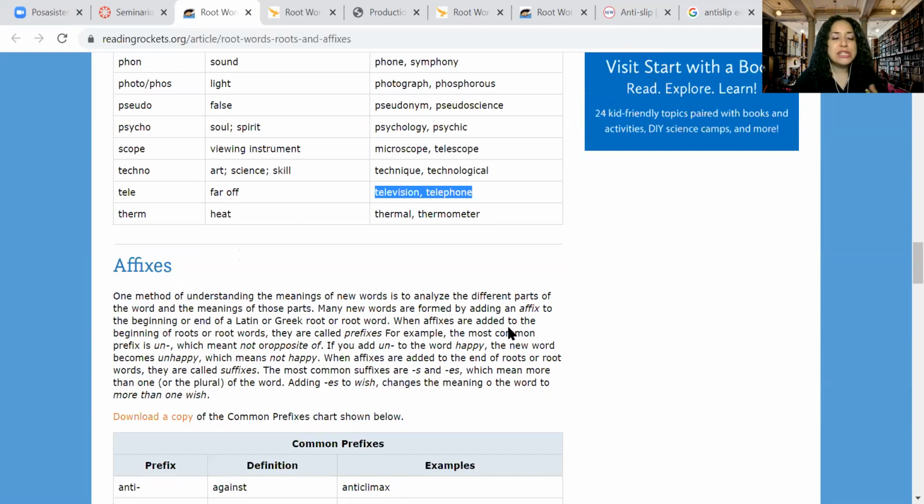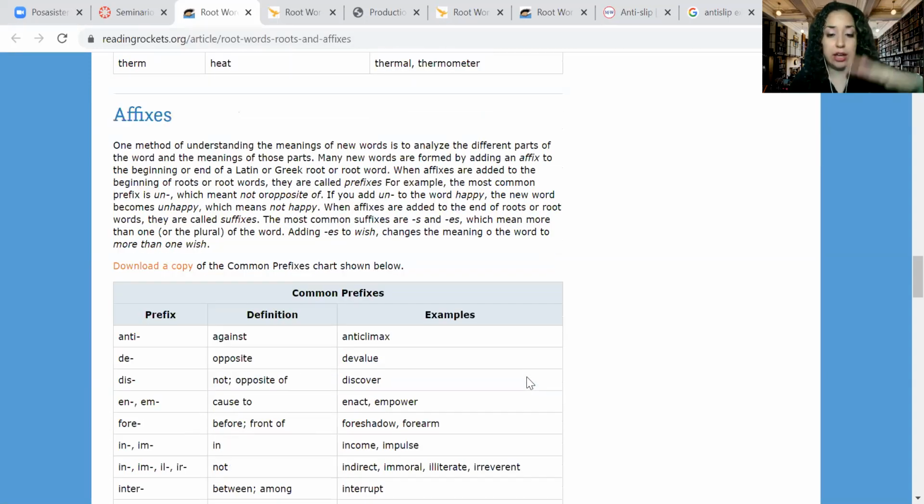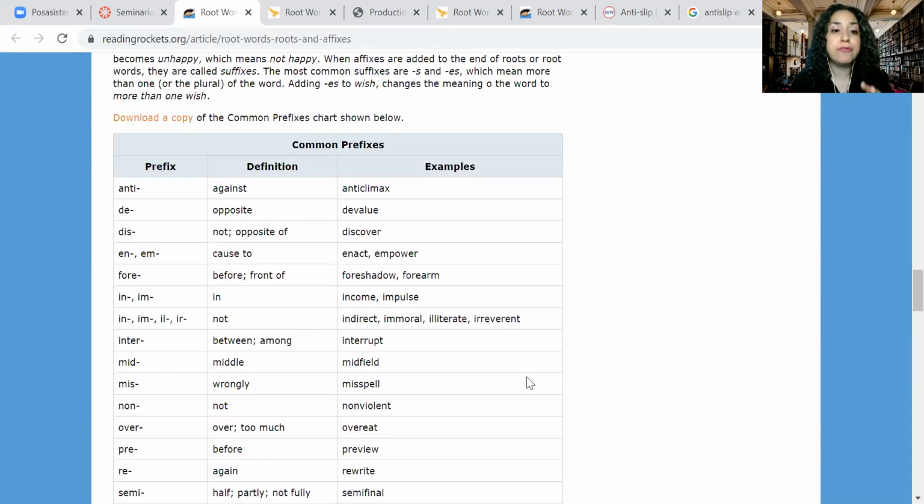So those are the roots. The roots give you so much about a word. They define a word or part of the word. But you have the affixes, which are prefixes and suffixes. So one other method in understanding the meaning of words is to analyze the other parts of the word, not just the roots. And over here, if we keep scrolling down the web page, you have examples for prefixes.